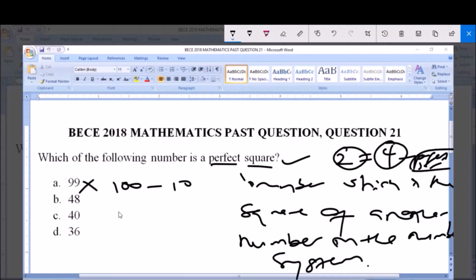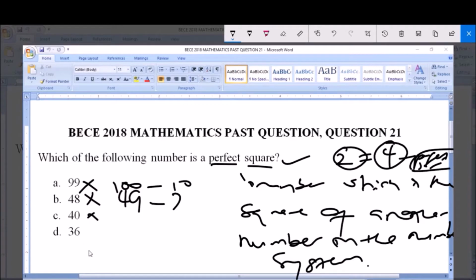Now B here says 48. Also 48 is not a perfect square because 48 is not a square of any number in the number system at all. The closest to 48 which is a perfect square is 49, and 49 is a square of 7. So 48 is wrong. Now C says 40. Also 40 is not a perfect square because it's not the square of any number in the number system.